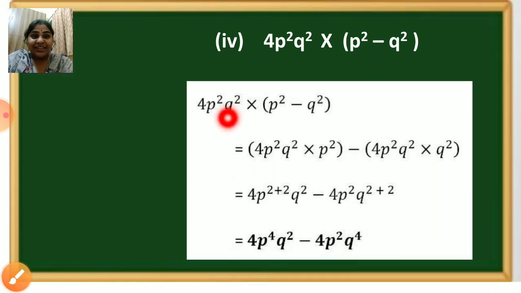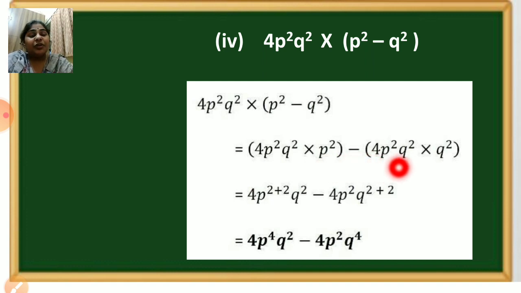So here you can see 4p square q square is multiplied to both the terms in the binomial. So 4p square q square multiplied by p square minus 4p square q square multiplied by q square, which is nothing but equal to 4p raised to 2 plus 2, that is we have now used here the rule. So it will be 4p raised to 4 and q square minus as it is 4p square q raised to 4.